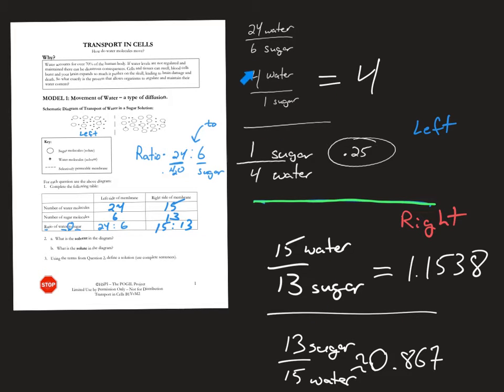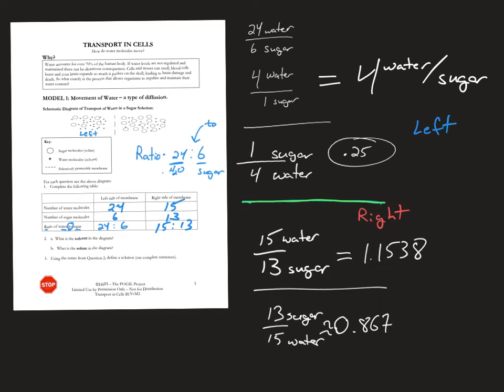So if we take a look at what we did, I did the same thing down here that I did up here, where I took water divided by sugar. I got the number 4 up here, and down here water divided by sugar gave me the number 1.1538. In both cases, I'm looking at where water's higher: up here I have 4 water for every sugar, where down here I have 1.1538 water for every sugar.